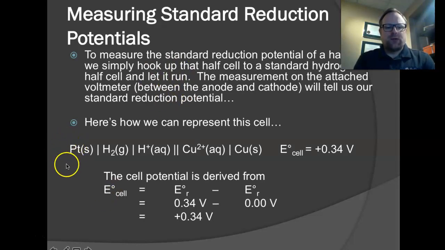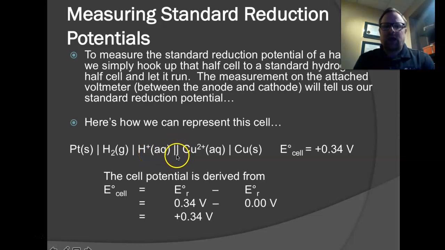So remember, this is our cell notation here. And just as a refresher, we always put the electrodes on the very outside. We know they're electrodes because they're solid. An electrode cannot be something aqueous or gaseous, or liquid for that matter. And so we have a solid platinum electrode, our inert electrode, with the hydrogen being bubbled over that hydrogen ion or acidic solution.